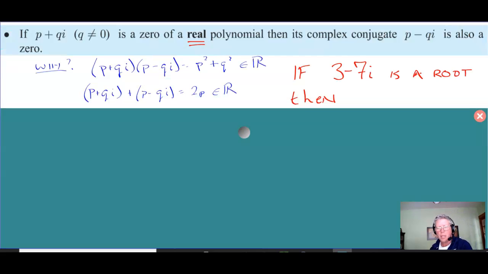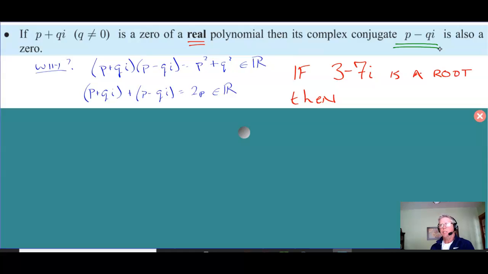Let's move on. There's 5 bullet points in the book, and I rearranged them because I think this is the most important thing that you're going to bring out of it. And that is, if you're told that p plus qi is a root or a zero of the polynomial, and I emphasize a real polynomial, where all the coefficients are real numbers, there's no i's in front of the variables, then immediately you can say that the complex conjugate is also a root.